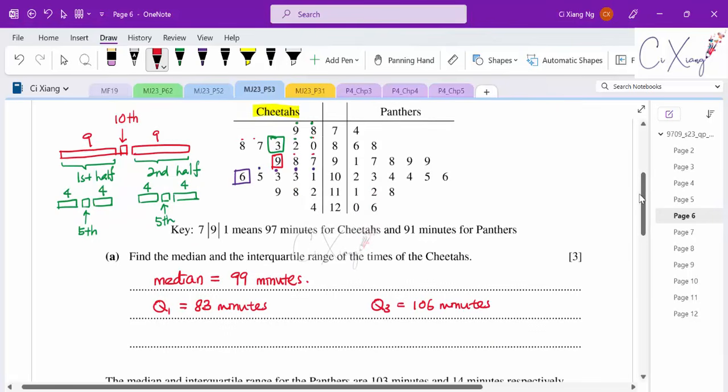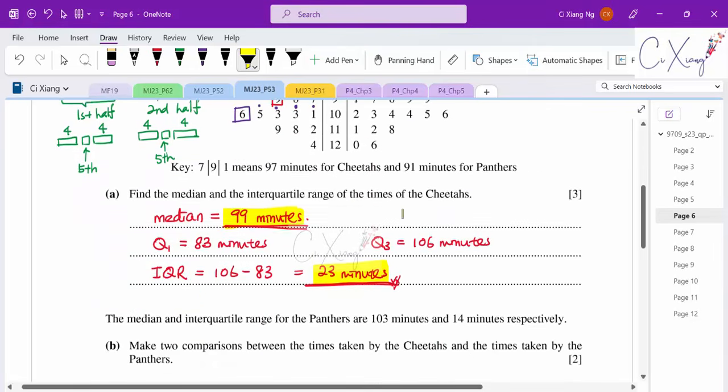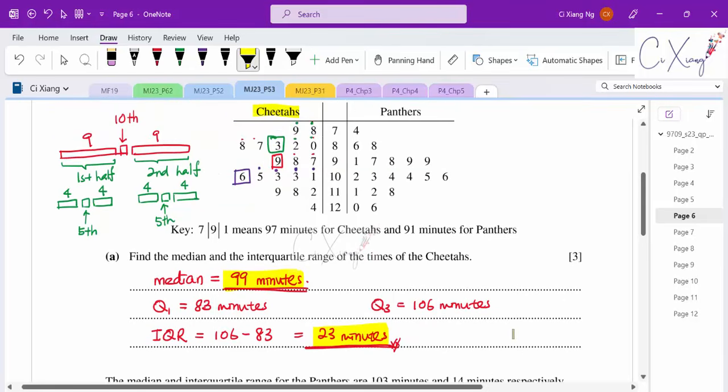Okay, and after that, I need to continue to get my interquartile range. To get the interquartile range, you need to take Q3 minus Q1, and from here, you'll get 23 minutes as your interquartile range. For the unit, I will strongly suggest you to write out the unit. This one is talking about the time taken to complete a cycle race, therefore it's in terms of minutes. Usually I will just write out the unit in my calculation. So this is what we have for part A.